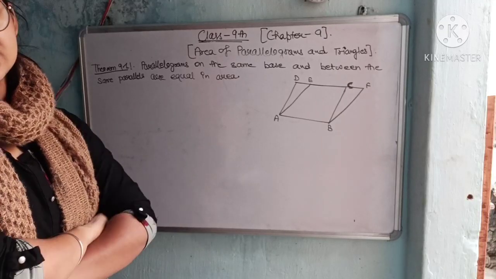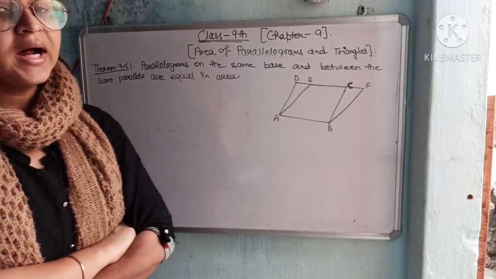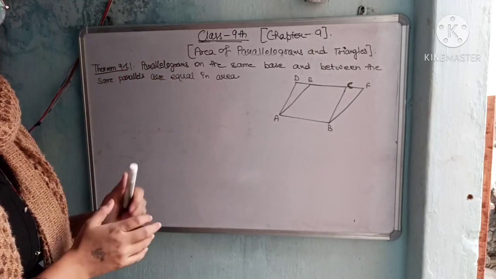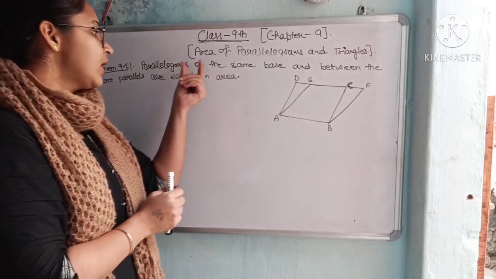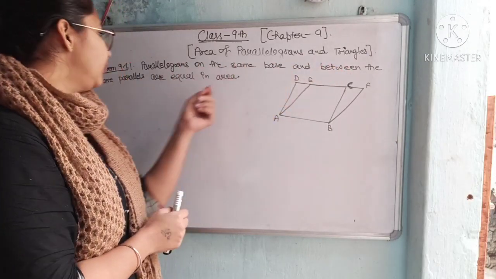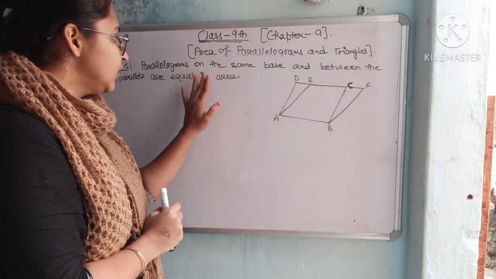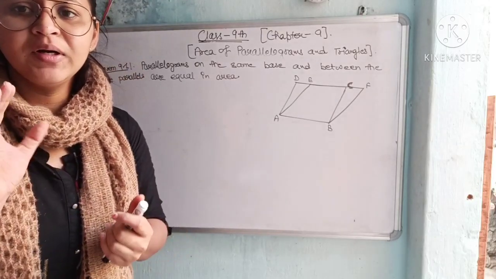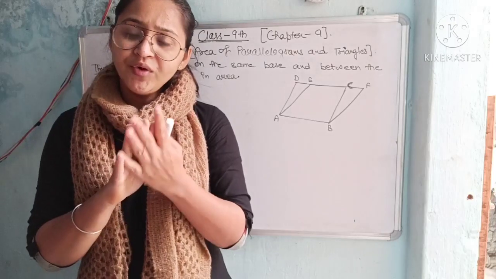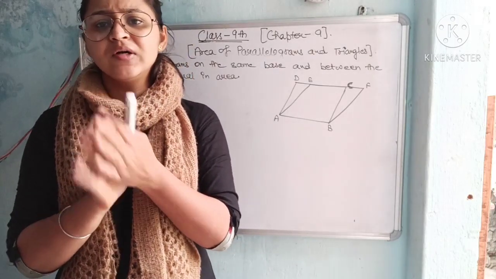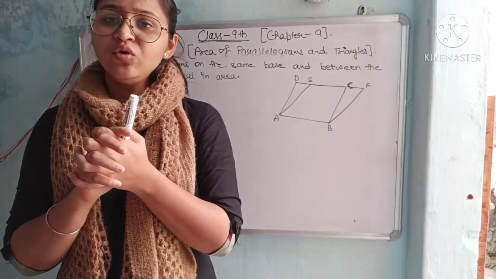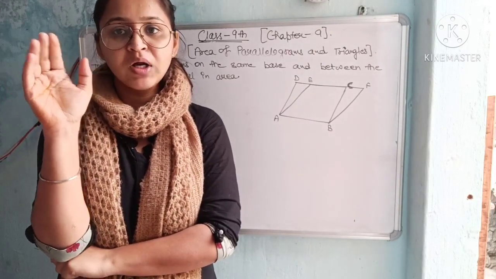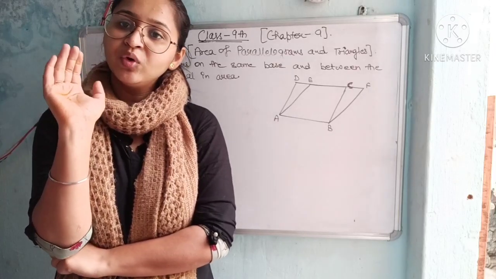Let's start exercise 9.2, but before that we are going to study theorem 9.1, which says parallelograms on the same base and between the same parallels are equal in area. I told you in the introduction that the area of a parallelogram is base into height. If you have two parallelograms and both have the same base, it means in the formula you are applying the same value in both.